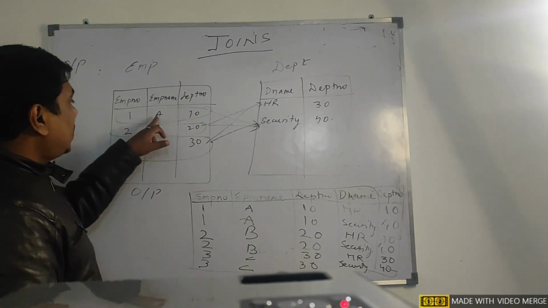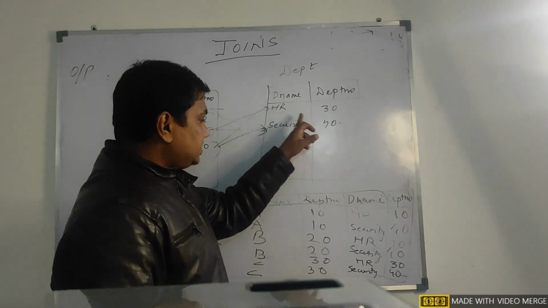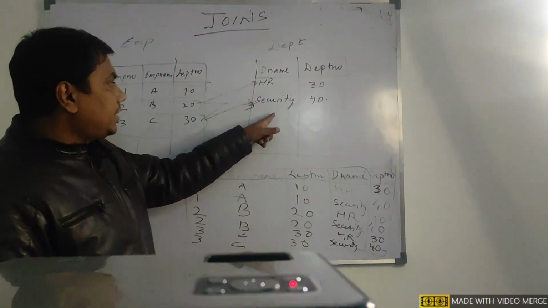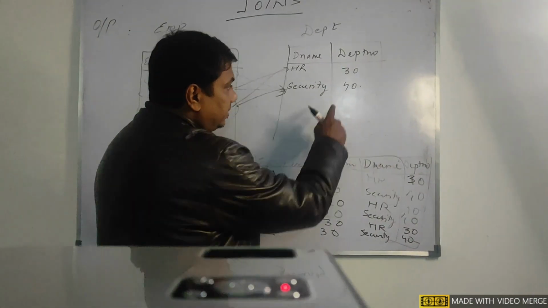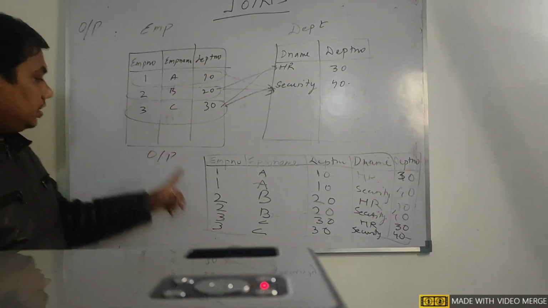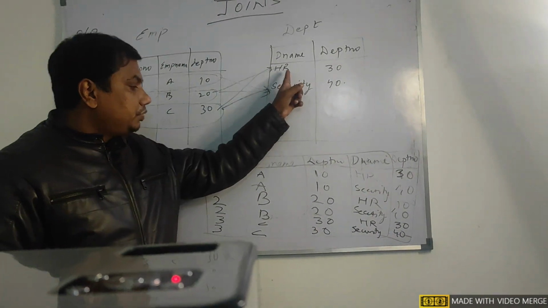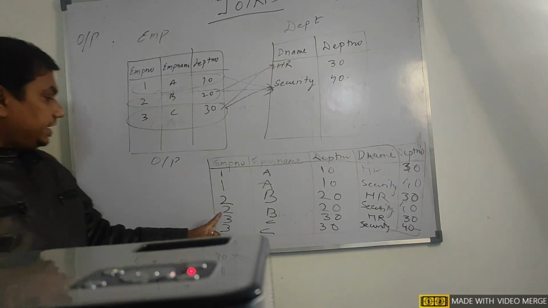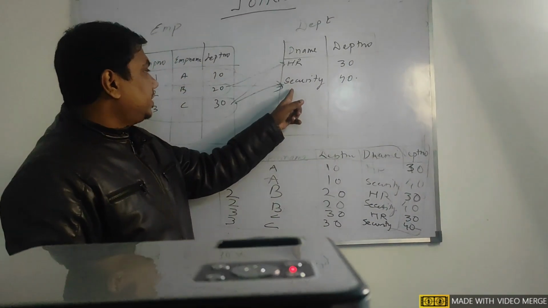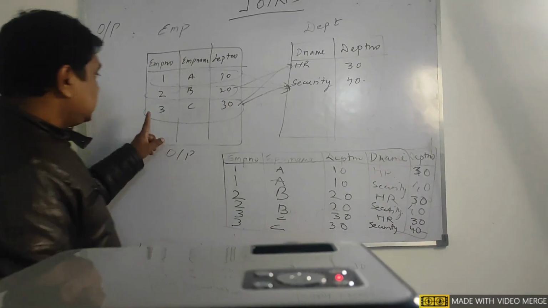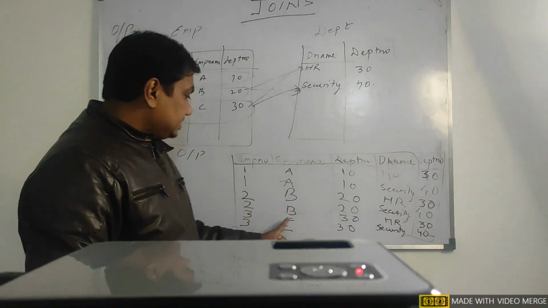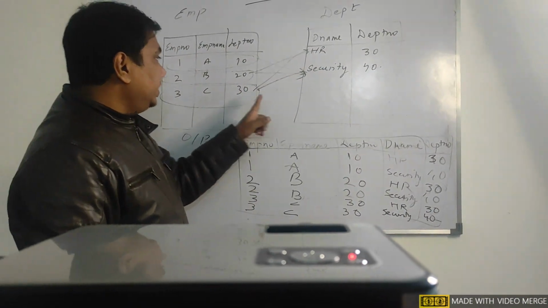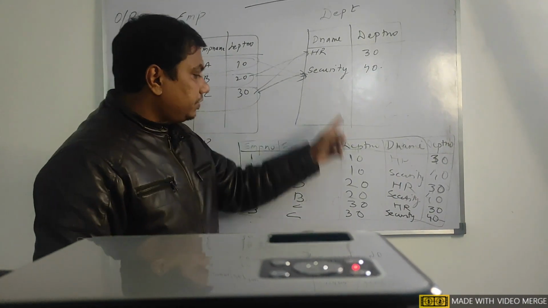Let us take 1A10 multiplied to HR, and the department number is 30, and then 1A10 is multiplied to security 40. Now the second record, 2B20, is multiplied to HR with department number 30, and again 2B20 is multiplied to security 40. Then the third record 3C30 is multiplied to HR 30, and again 3C30 is multiplied to security 40.